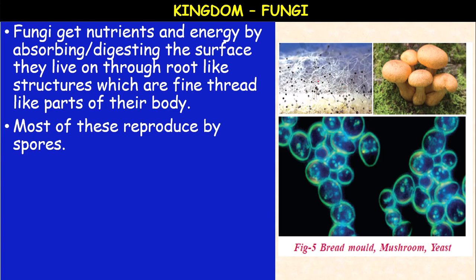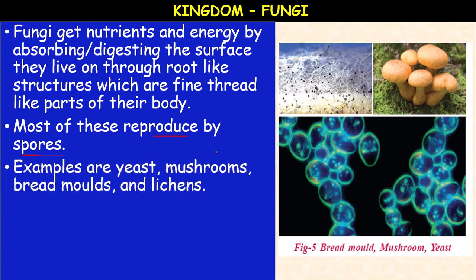After releasing the chemicals, they digest. Extracellular digestion. The digestion takes place. Then they absorb that liquid or particulate food material through their root-like structures called mycelia. So this kind of nutrition is called saprophytic nutrition. So most of these fungi reproduce by spores. Okay, sporulation. The formation of spores is the most common method of reproduction in fungi.